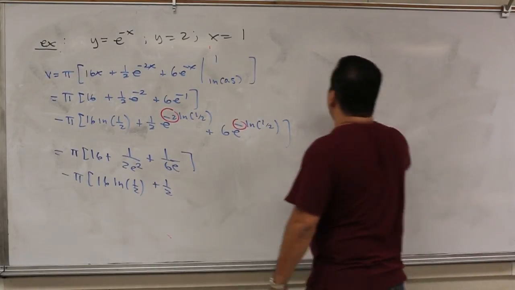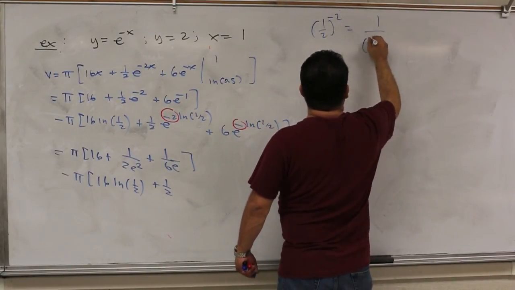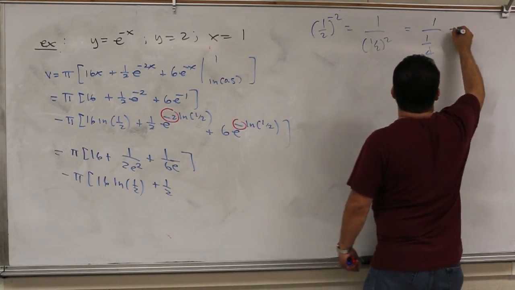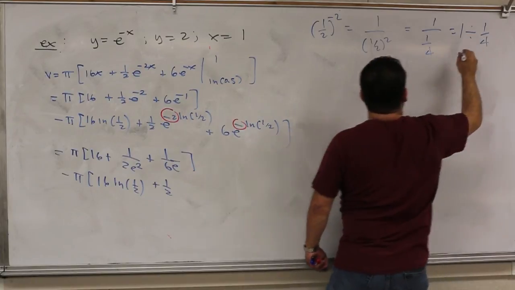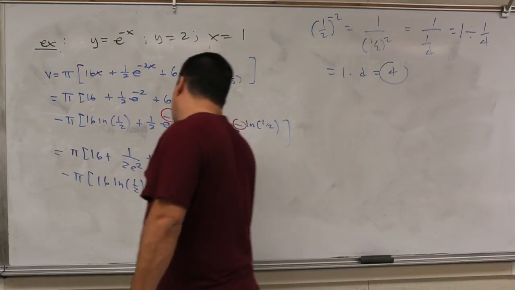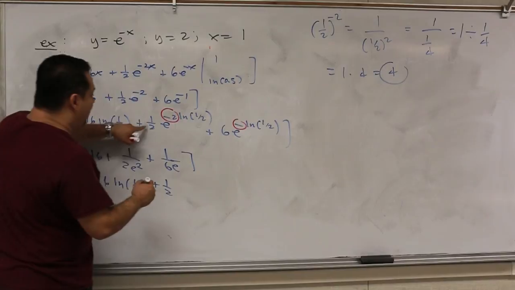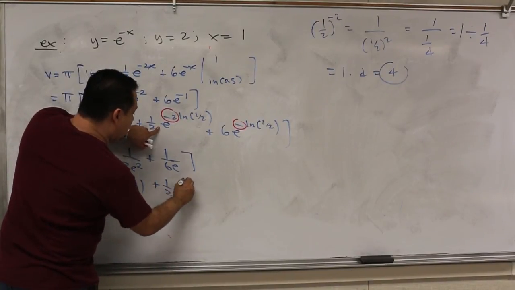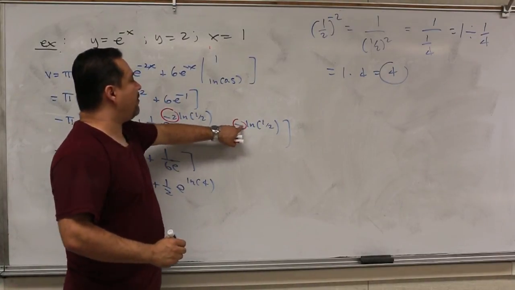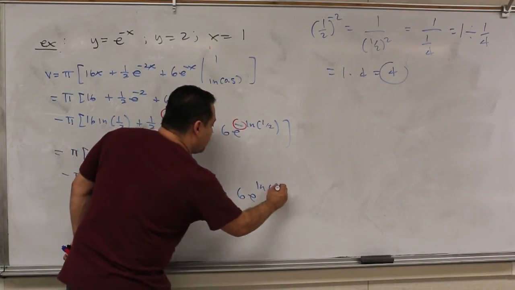Just to let you guys know, okay? This is 1 half. Negative 2 is 1 over 1 half squared, 1 over 1 fourth, 1 divided by 1 fourth, okay? 1 times 4, this is really 4. So this will be now, my 1 half is here, e natural log 4. What about this? What's negative 1 power for 1 half? That's plus 6e natural log 2.